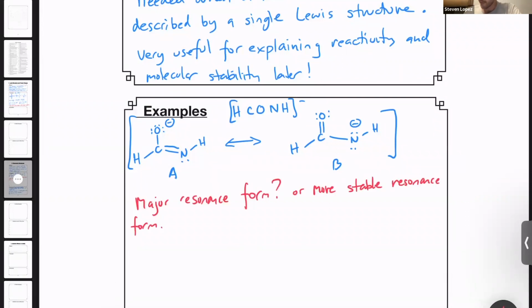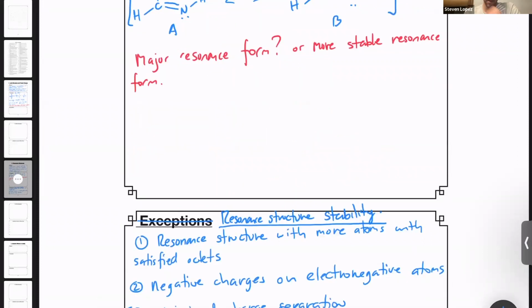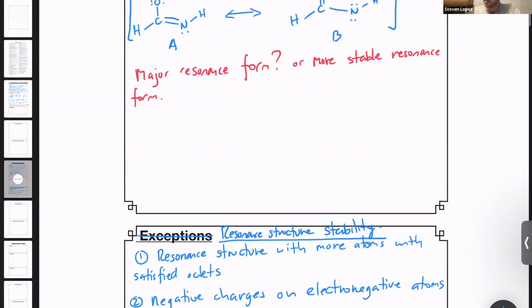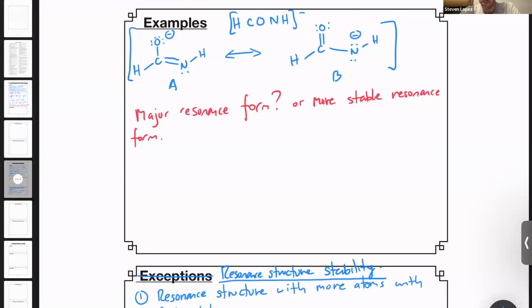Fortunately, there are some rules that can help us to decide. So the first thing you're going to do is to look at both of the resonance forms and compare them to see which of them has more atoms with fully satisfied octets. As you can see in this molecule, and as you should definitely convince yourself, both A and B have all of their atoms with filled octets, other than hydrogen, which is an exception. In this case, A and B are a tie in terms of energy.